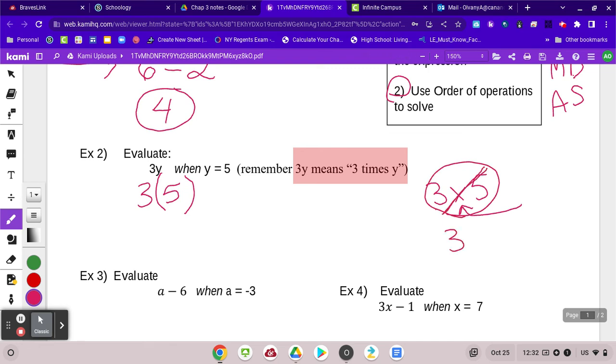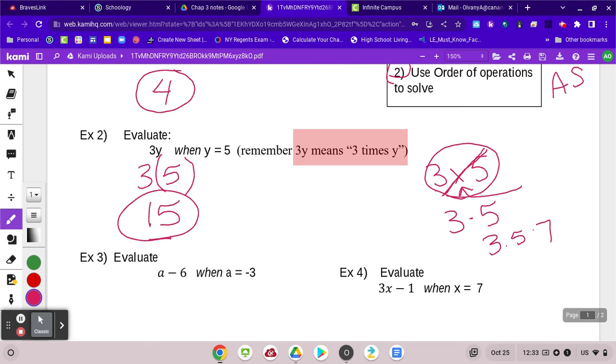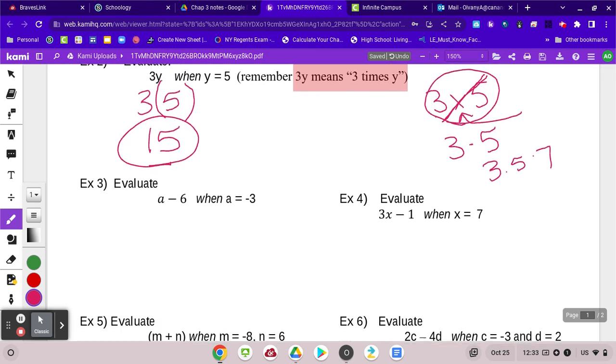Some kids might ask if they can use the dot in the middle, and you can. However, when we start using decimals, that becomes really confusing. Is this 3.5 times 7, or is this 3 times 5.7? What the heck's going on? So I really like to use parentheses, then I'm clear on what I need to do.